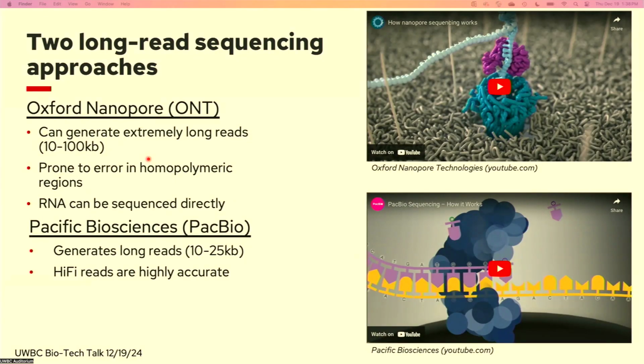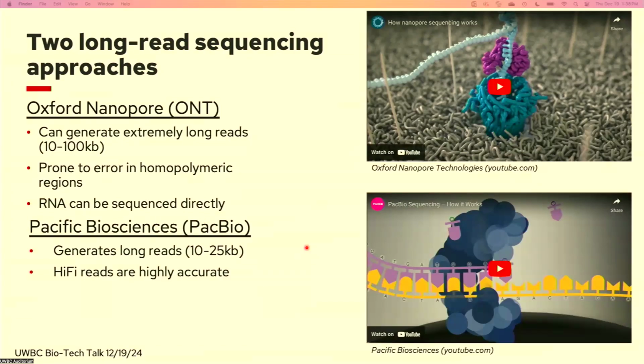sequencing involves the DNA going through a pore, and how each nucleotide changes the ionic current through that pore signals a change in electrical signal that corresponds with different nucleotides. They can generate extremely long reads up to 100 kb. However, they are prone to error in homopolymeric regions. One advantage to this technology is that RNA can be sequenced directly.